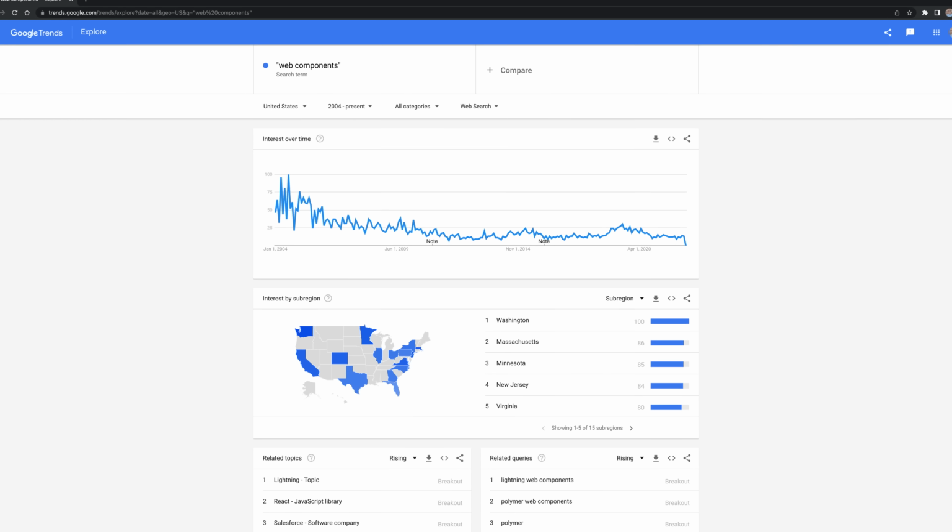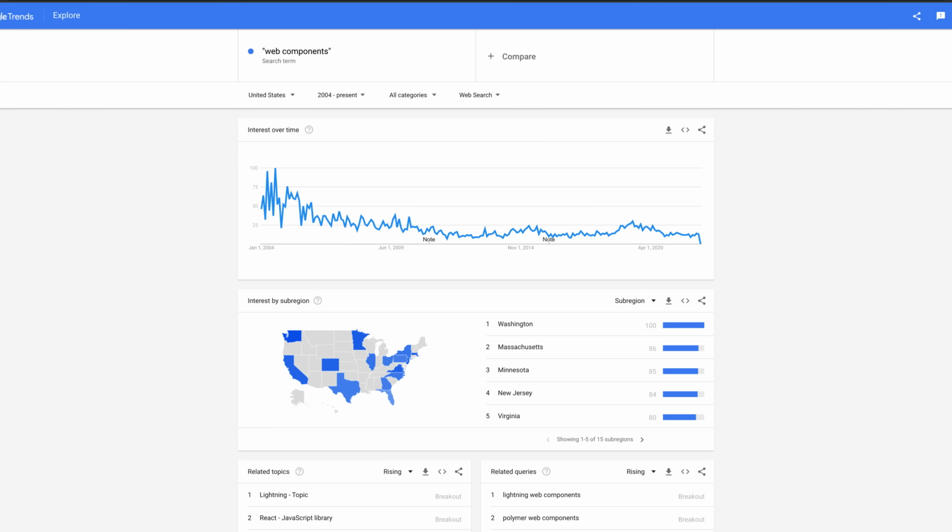That future must have been in a different timeline, because in our timeline, web components never really gained much traction. But why not? Well, to better answer that, we need to go back.